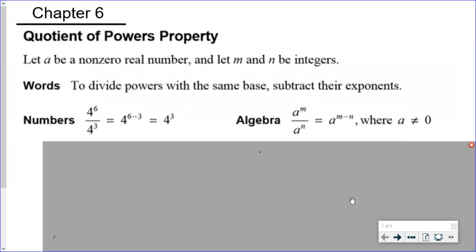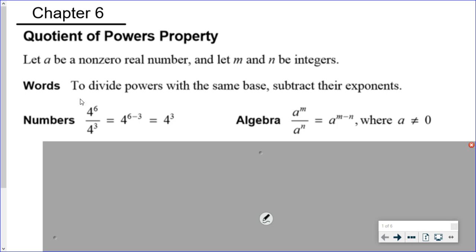Okay, hi everybody. So we are continuing on with powers, or exponents. Today we are talking about quotients, or dividing exponents. It's very similar. Yesterday, when we multiplied the same bases, we added exponents. Now today when we're dividing, we're going to subtract exponents.